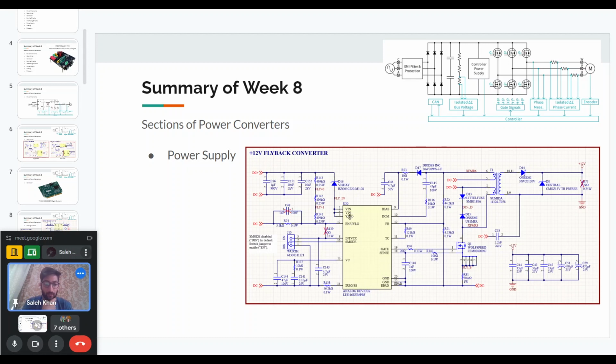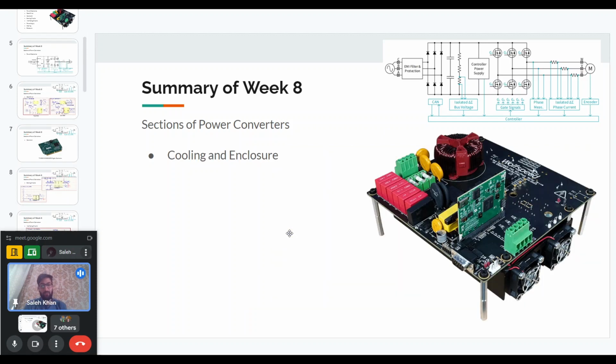controller. The circuitry of the flyback has to be connected externally, and then this flyback converter will produce 12 volts isolated from the DC bus. And then using these 12 volts, we can have separate ICs, separate regulators to produce the 5 volts and 3.3 volts. This kind of power supply is called an auxiliary power supply. It can also be present inside the converter. And lastly, the cooling and enclosure. So it depends on what kind of cooling we have.